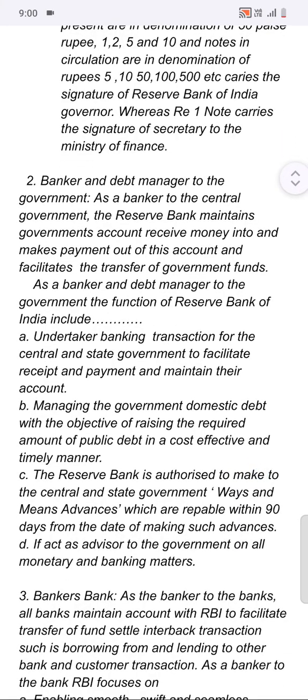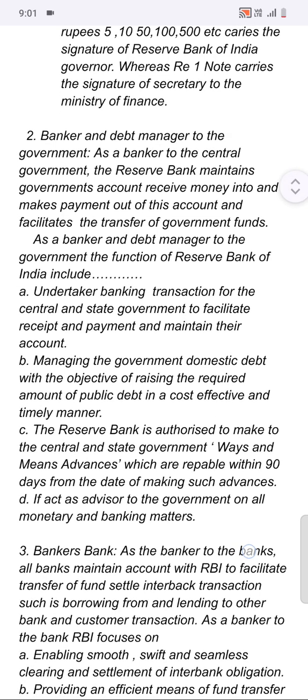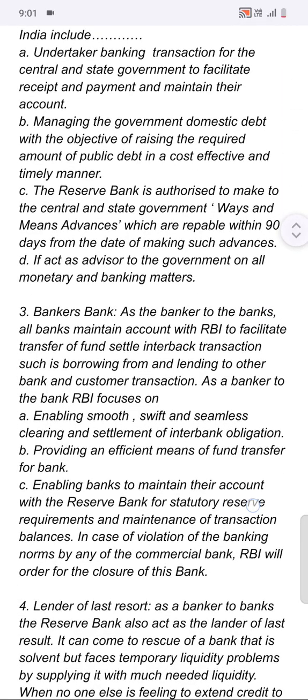And number C, the Reserve Bank is authorized to make to the central and state governments ways and means advances, which are repayable within 90 days from the date of making such advances. Number D, the Reserve Bank of India also acts as an advisor to the government on all monetary and banking matters. So function number 3 is banker's bank.